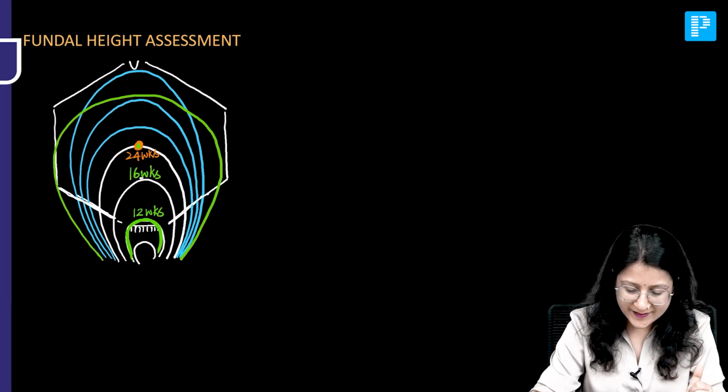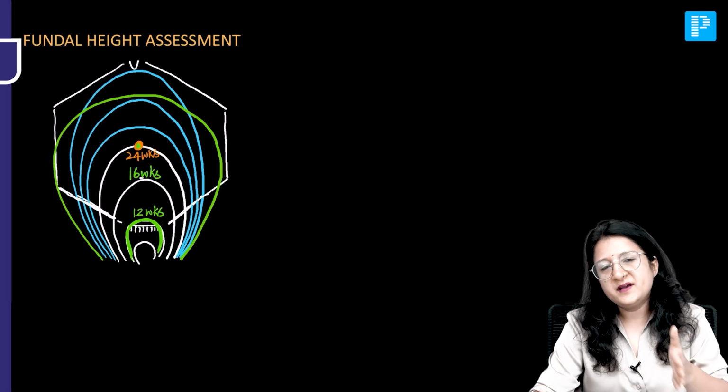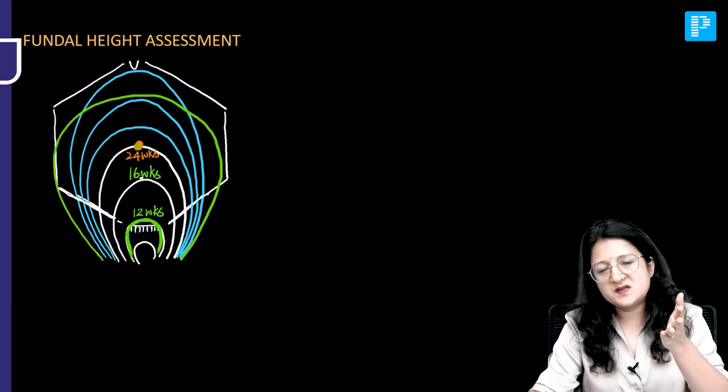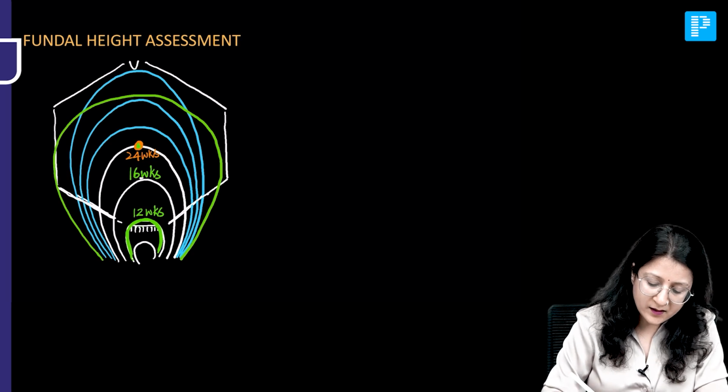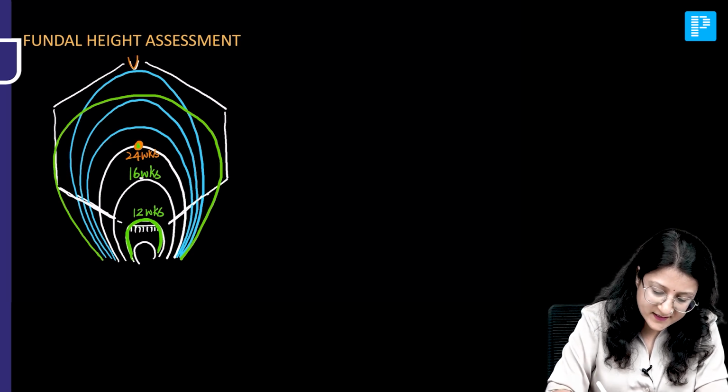A little below the umbilicus could be taken as 22, a little above the umbilicus could be taken as 26, and your estimations improve as you keep seeing these patients day in and day out in your OPDs and wards.